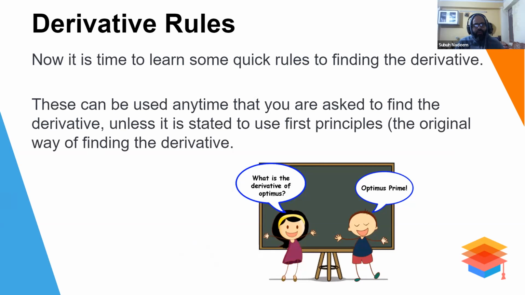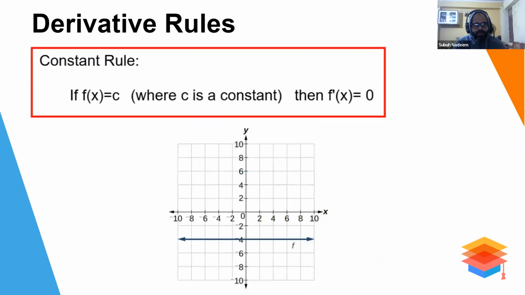If it is written that you have to use the first principle, then you will go by the rule f of x plus h minus f of x by h, limit h approaching 0. Otherwise, you will use these rules. Now, what are the rules? Let us come to that. If a function is constant, then its derivative is 0.